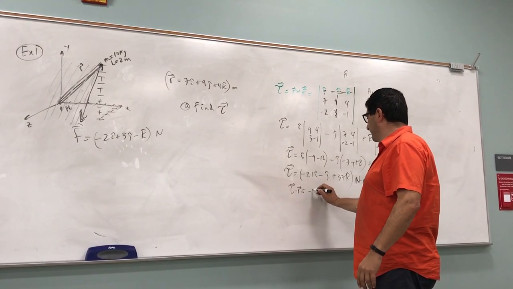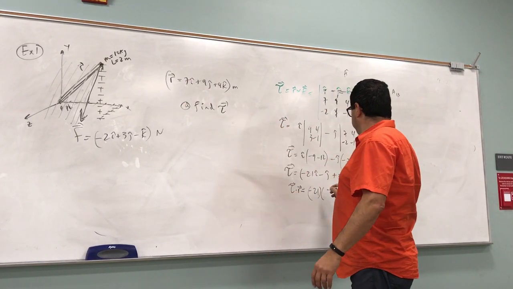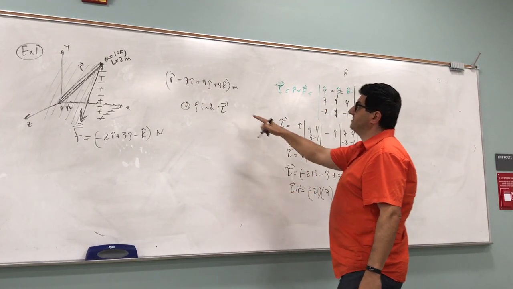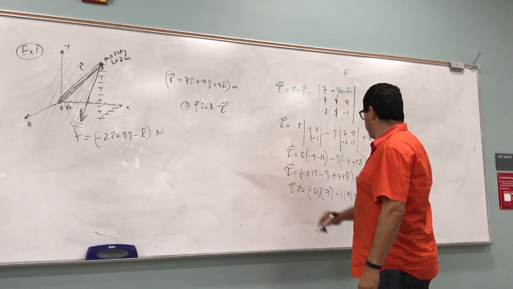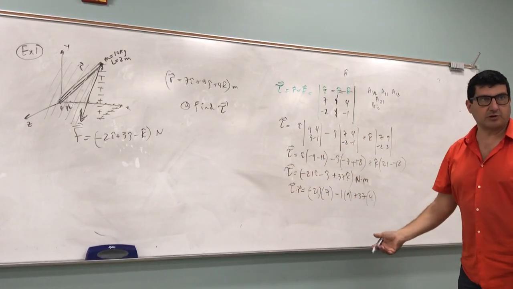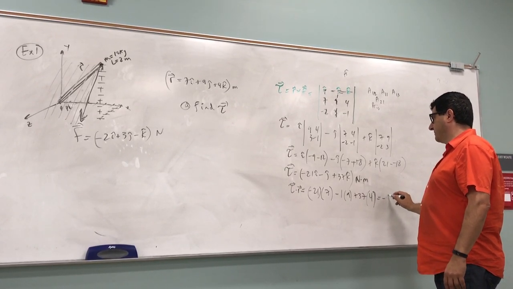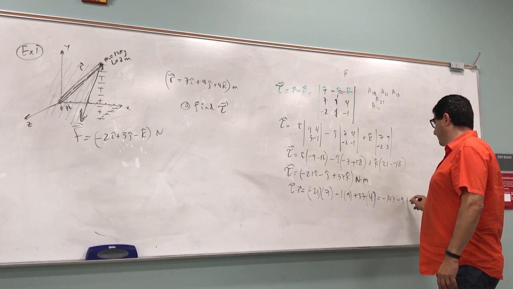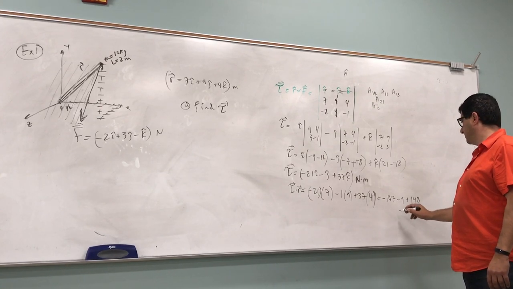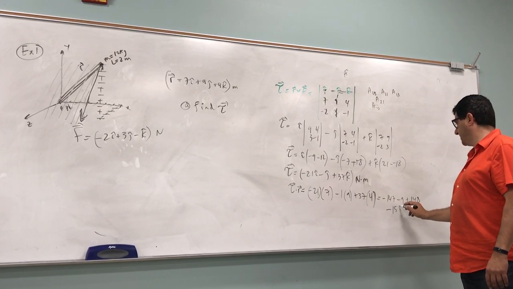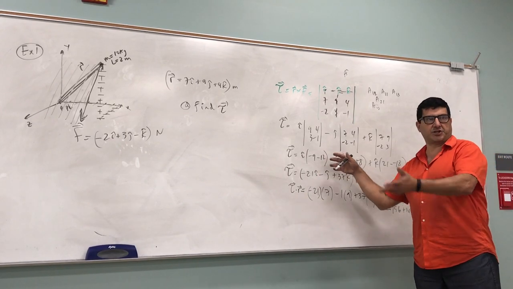So negative 21 times 7, dot product, negative 1 times 9, plus 37 times 4. If you did it right, that's going to be zero. So negative 147 minus 9 plus 148. So negative 156 plus 148. Uh-oh, I caught my error. So then I go back and I check, you see.